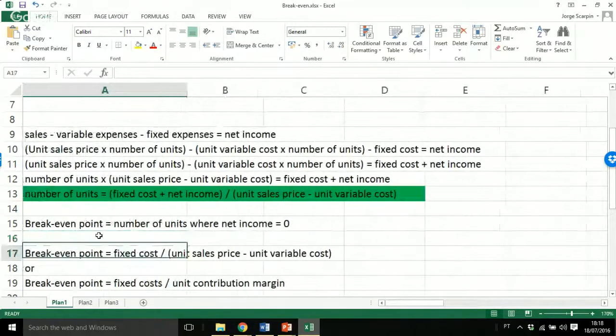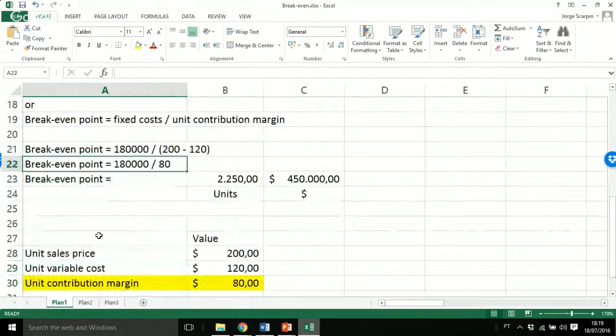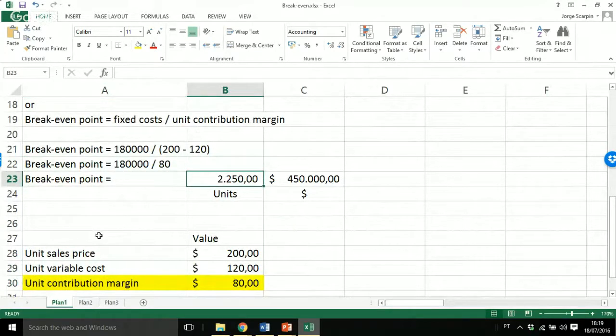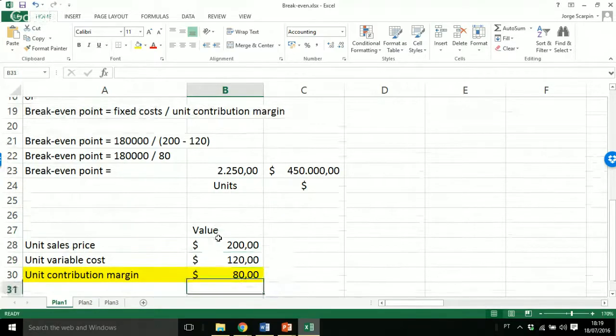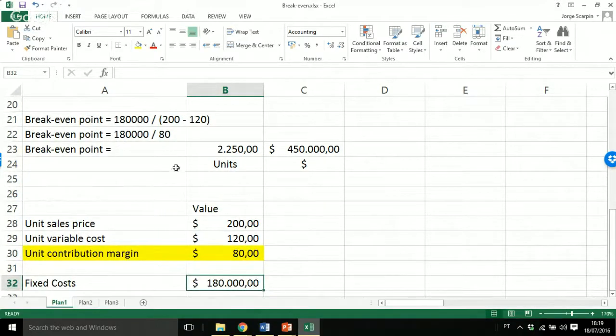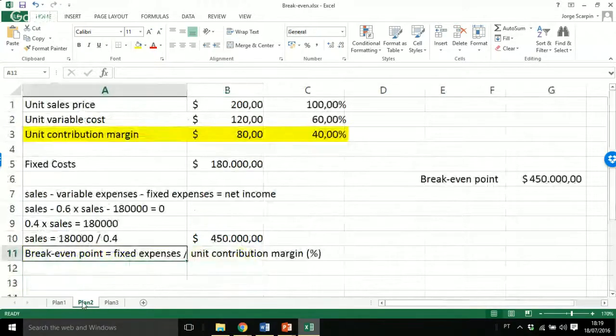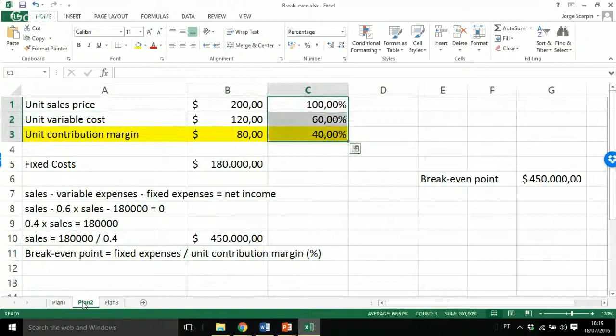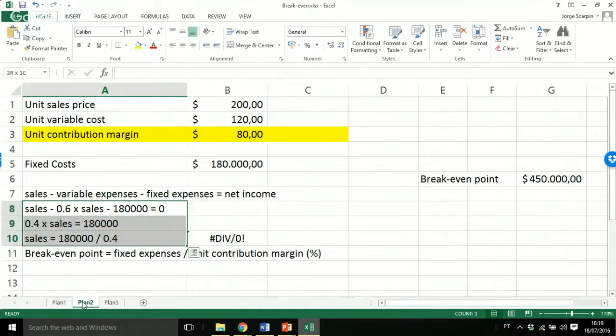Another thing that's very, very important: if I do not want to know the units of our break-even points, but only the amount of dollars, only the sales, how can I work with it without doing a lot of formulas and so on? Let's go to plan 2, where we have the same values as plan 1, as we can see here. Let's erase this for a moment, as well as here.